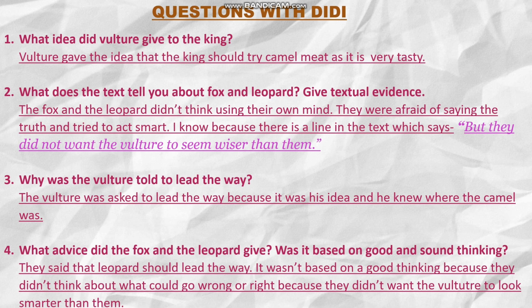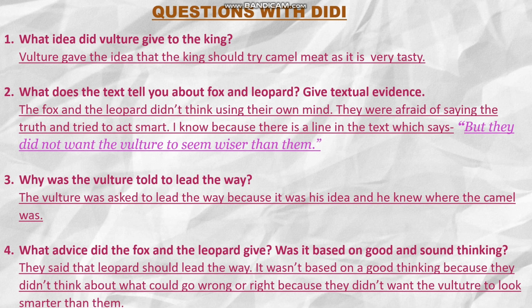So basically they did not use their own mind to think that if the desert is far we will get tired, or that the desert is here. They did not use their mind. They were afraid to tell the truth, that they were afraid to tell the king that they had never seen the desert. So they tried to act smart and they said vulture will lead the way. Okay. Now they're asking for proof. How do you know this?